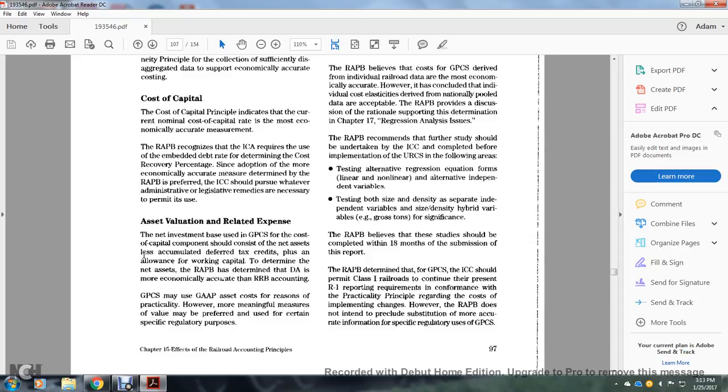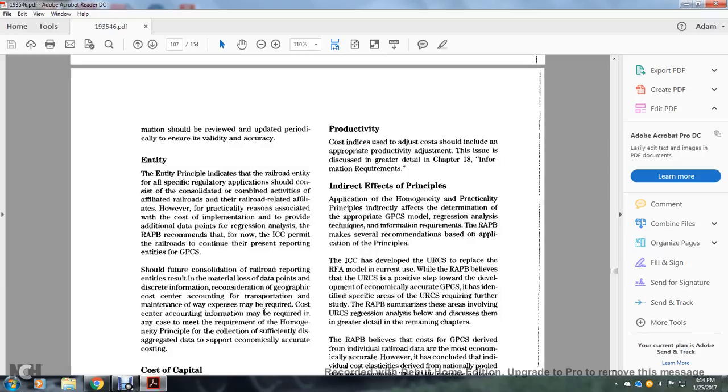Asset valuation relates to the expense of the net investment base for the use of the general purpose costing system. For the cost of capital component, it should be consistent with net assets less accumulated deferred tax credits plus an allowance for working capital, determined with net assets. The Railroad Accounting Principles Board determined that this is more economically accurate, along with railroad retirement betterment accounting. The general purpose cost system may be used with generally accepted accounting practices to assess cost with reasonable practicality. However, a more meaningful measure of value may be performed using further study for specific regulatory purposes.